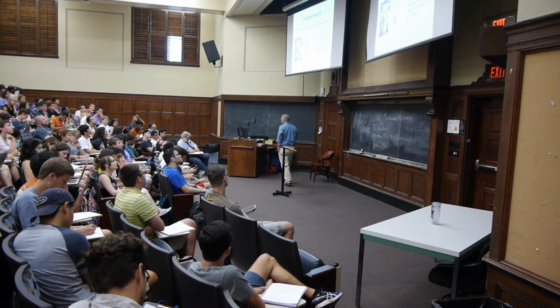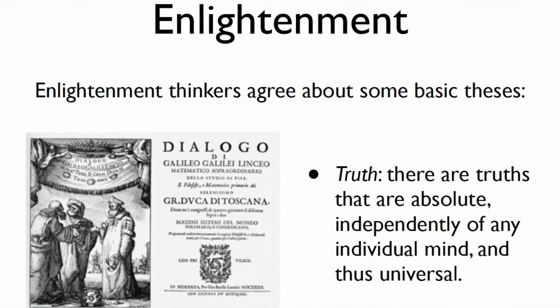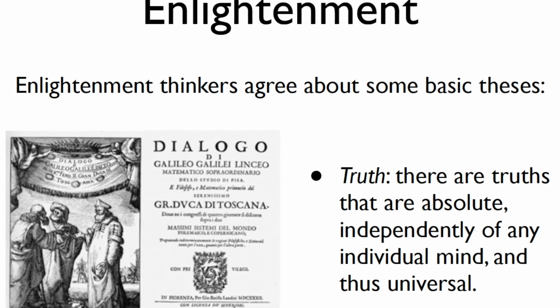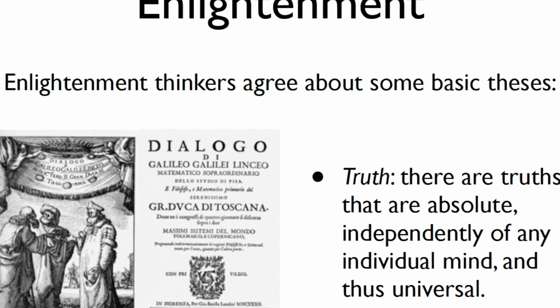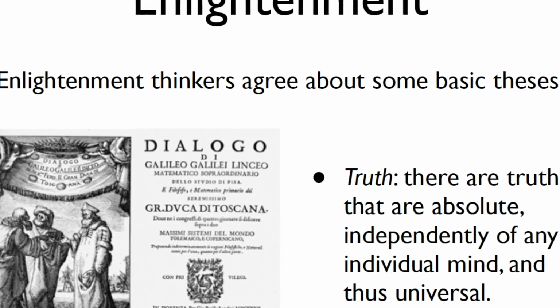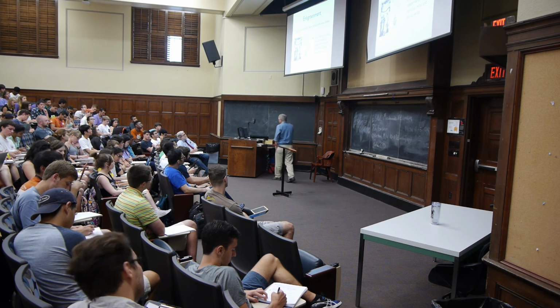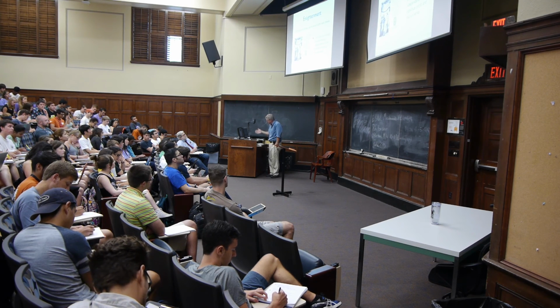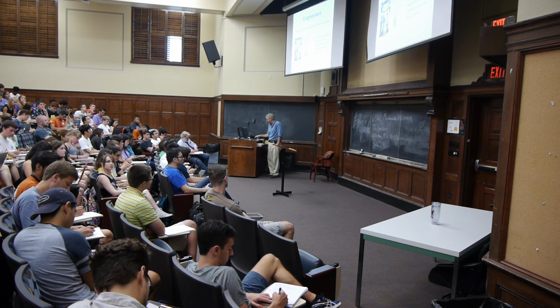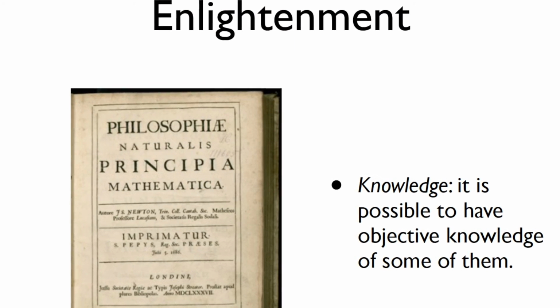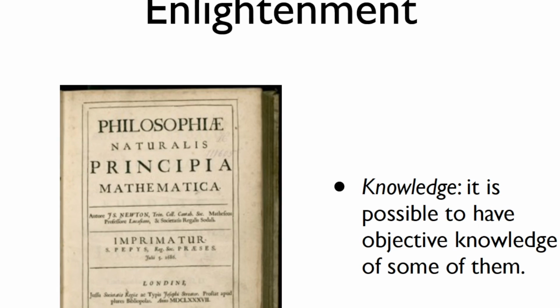First of all, a thesis about truth. There are truths that are absolute, that are independent of any individual mind, and thus universal. The scientific laws are a great example. The laws of mathematics, another example. These are things that are universal, necessary, absolute, and independent of any individual's mind. A second thesis, knowledge. It is possible to have objective knowledge of some of them.